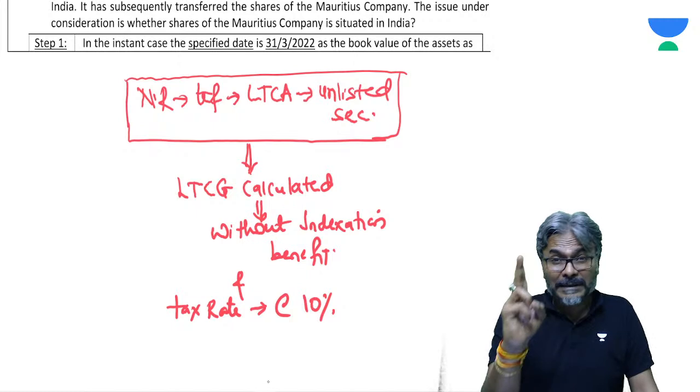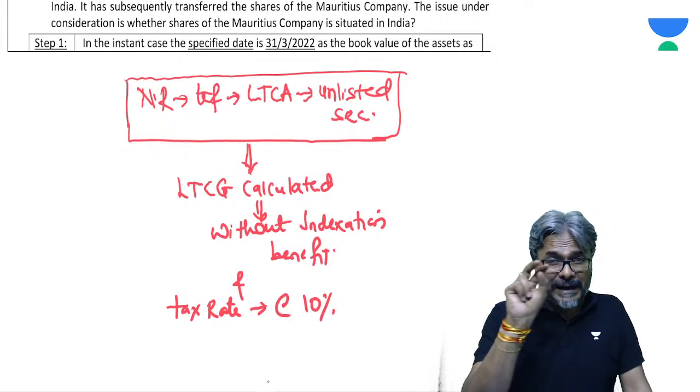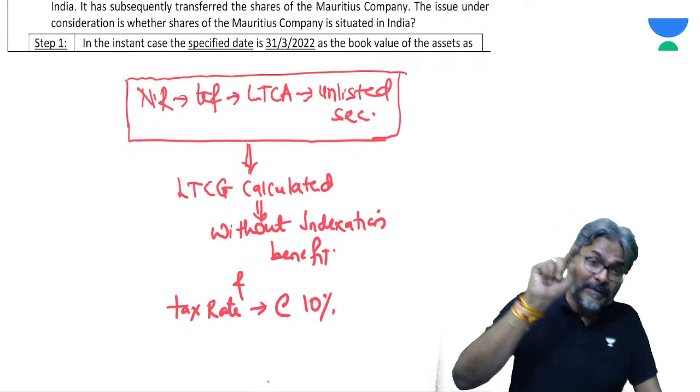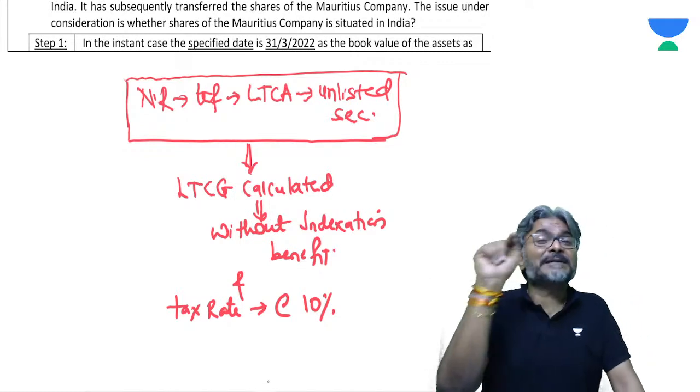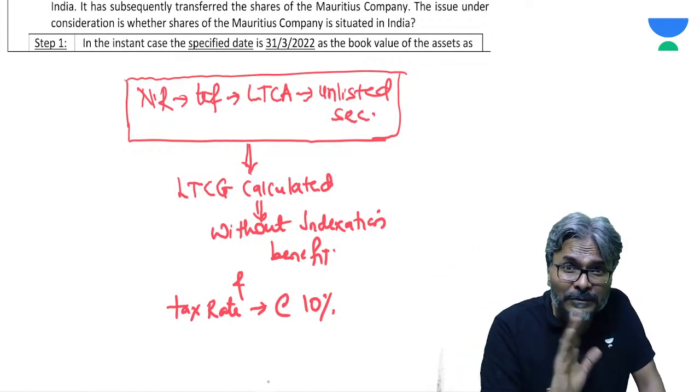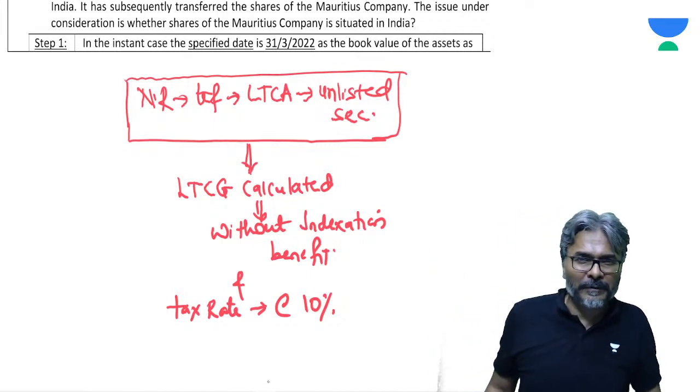What is a long-term capital asset? The unlisted securities. Then the long-term capital gains will be calculated without providing the indexation benefit. And if that is the case, what is the tax rate? It is 10%. By the way, this is not an optional provision. This is a mandatory provision.